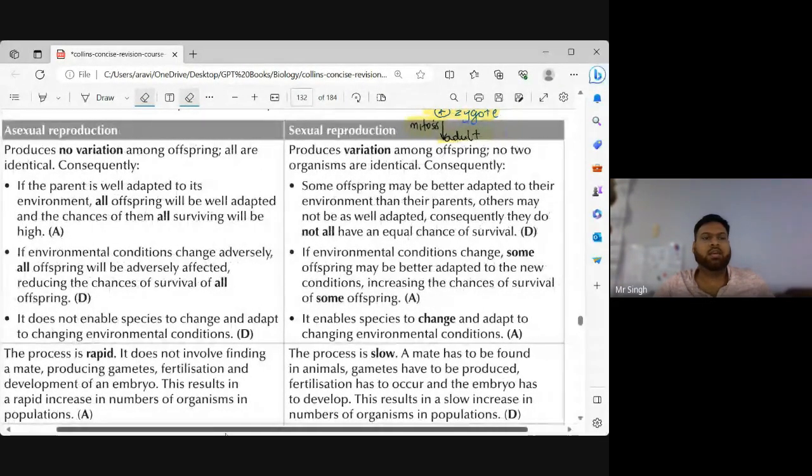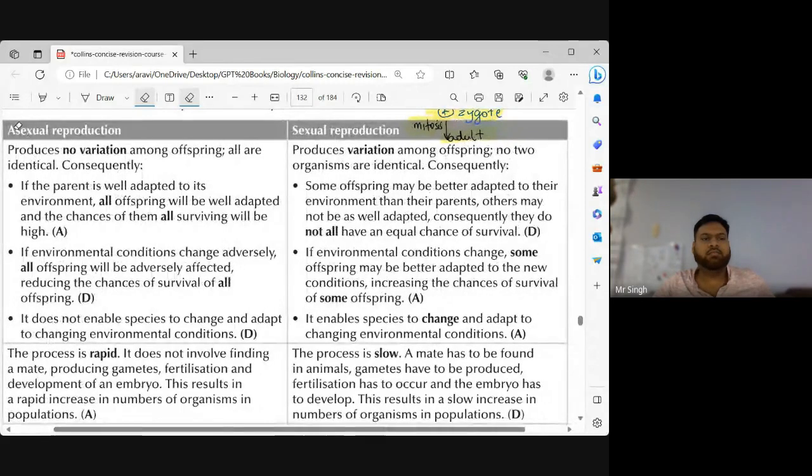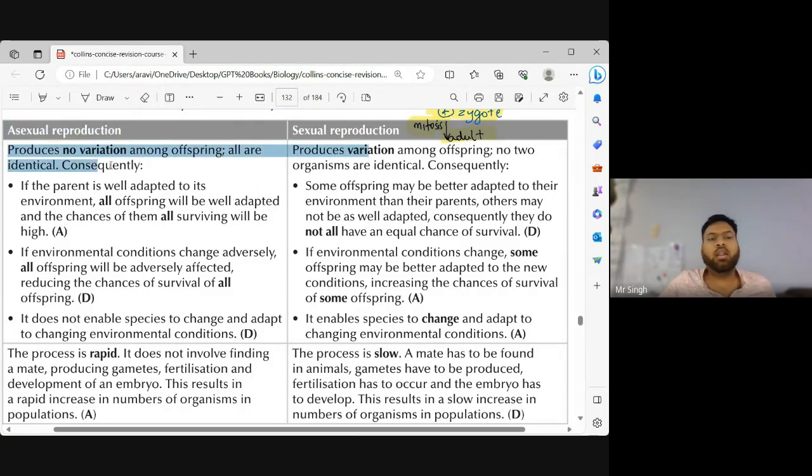So asexual reproduction. Now remember, A is advantage, D is disadvantage, right? So asexual reproduction produces no variation among offspring. All are identical. So here is what that means. Firstly, if the parent is well adapted to its environment, all the offspring will be well adapted. And the chances of them all surviving will be high, right?